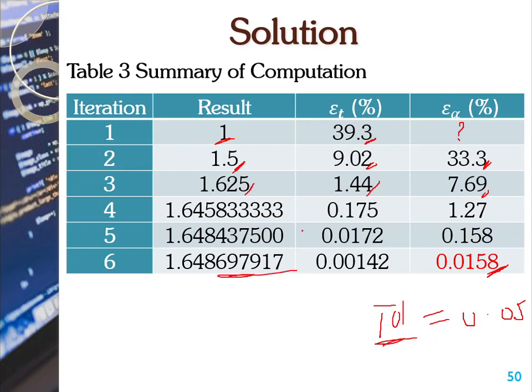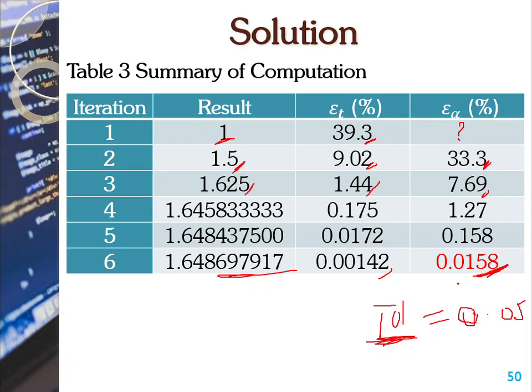1.64897917, we had a true error of that, and we had an approximate error of 0.01. But because this happens to be less than our tolerance, it means that we've achieved the requirement for which this error will be acceptable. So once we hit an error less than the 0.05, which is the tolerance, then we can successfully end our computation in this case. Okay.